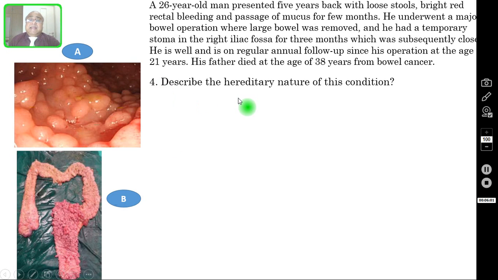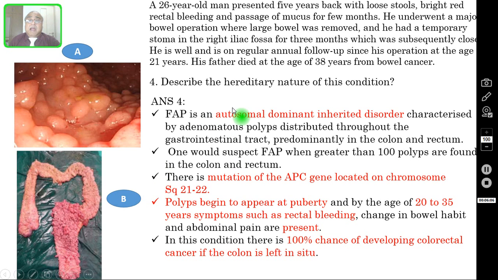Question number 4. Describe the hereditary nature of this condition. The correct answer is, FAP is an autosomal dominant inherited disorder characterized by adenomatous polyps distributed throughout the GI tract, predominantly in the colon and rectum. One would suspect FAP when greater than 100 polyps are found in the colon and rectum. There is a mutation of the APC gene located on chromosome 5q21-22.